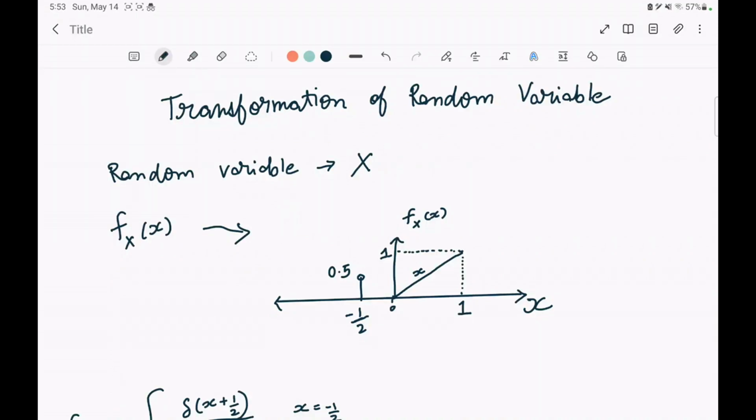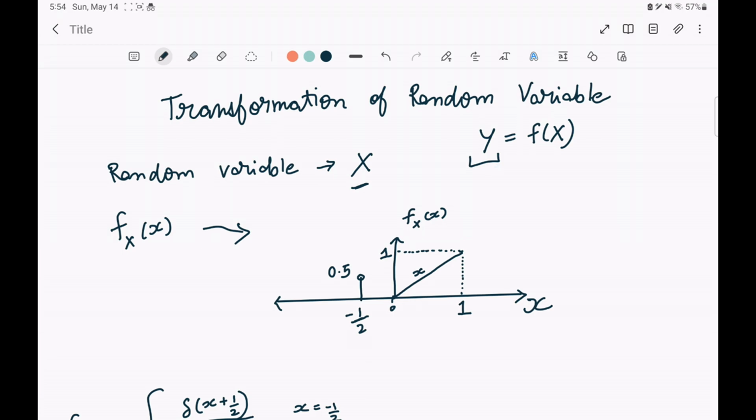Hello everyone, in this video we are going to see an example of the transformation of a random variable. In the previous videos we had seen simple examples about transforming the random variable where the functions were invertible. So we used to take a random variable x and define a random variable y such that y equals f of x, and then given the probability density function and the cumulative distribution function of x, we used to find the same for y.